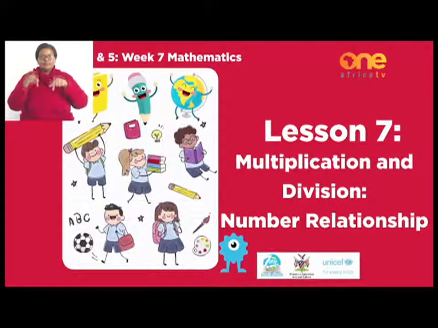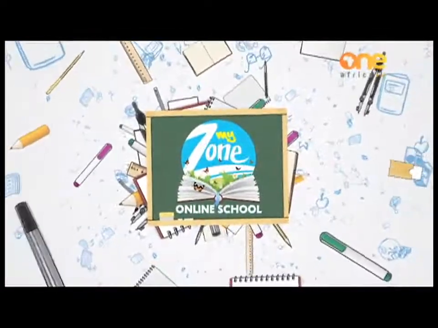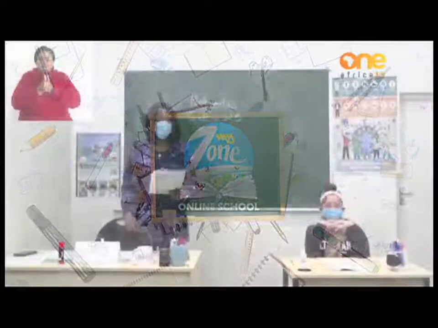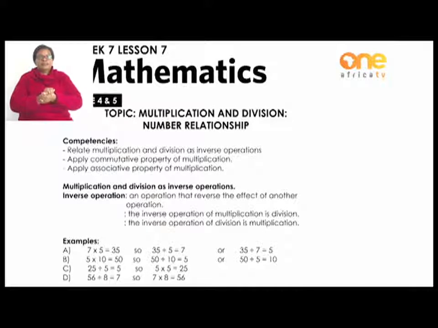Hands on math. Our topic for today is multiplication and division number relationship. Boys and girls, let's go on page 8. Our competency for today. The first one is relate multiplications and division as inverse operation. Second competency, we have to apply commutative property of multiplication. And the last one, we have to apply associative property of multiplications.